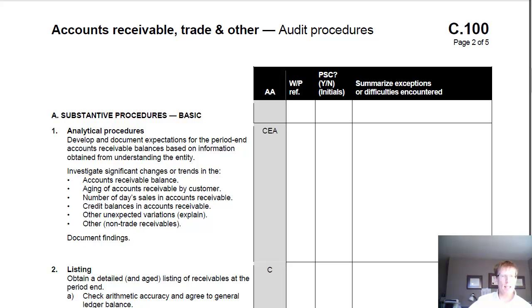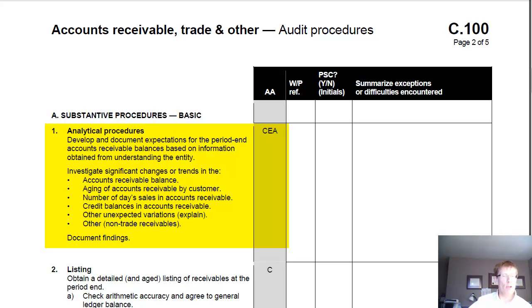Here we are on the second page, and now we're actually getting to our substantive audit procedures. Now these are our basic audit procedures, and let's just run through these to make sure that you get a feel for the types of procedures that you'll be performing. Our first procedure here is an analytical procedure, and it basically says develop and document an expectation at the period end of the accounts receivable balance.